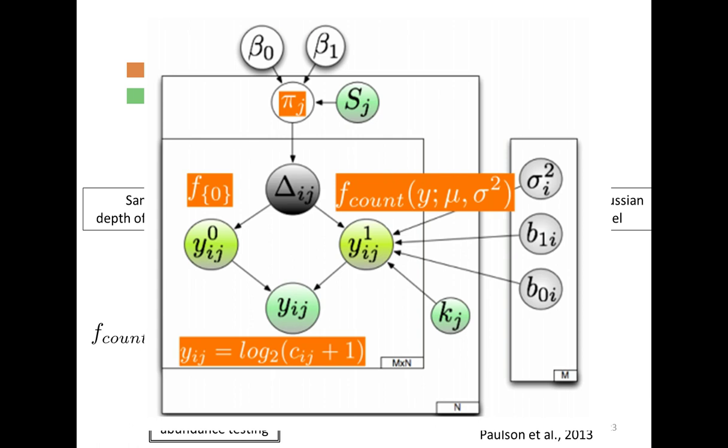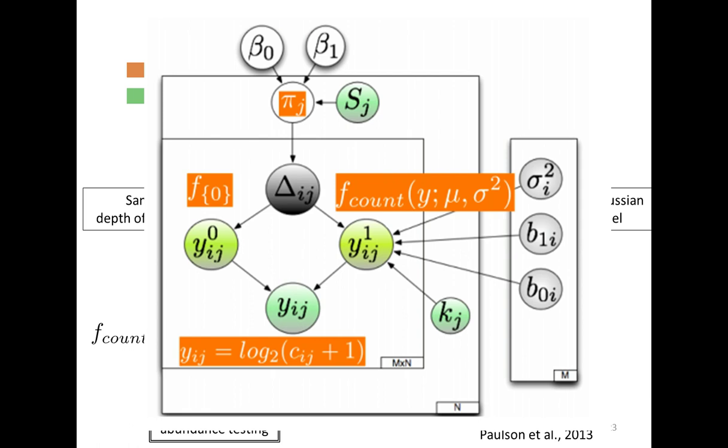Here's a little cartoon for those that are more quantitatively inclined. I'm not going to go over it, but essentially in the dark green, you have your observations. So Yij are going to be your observed counts. Kj is the status, let's say case control. And Sj is the sequencing depth. Using those three, we can model two distributions: the spike mass at 0, Y0, and Y1, which we model as Gaussian.